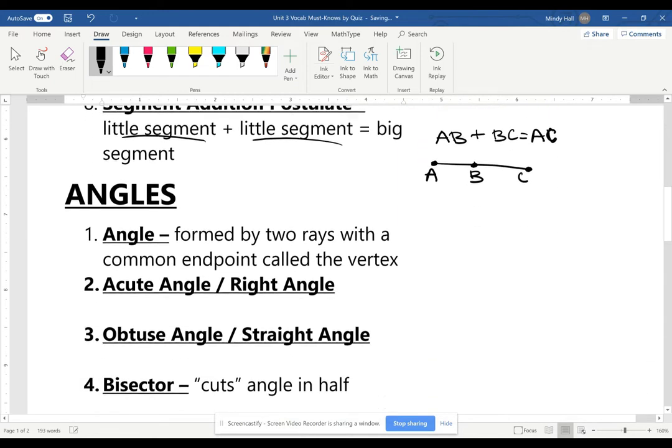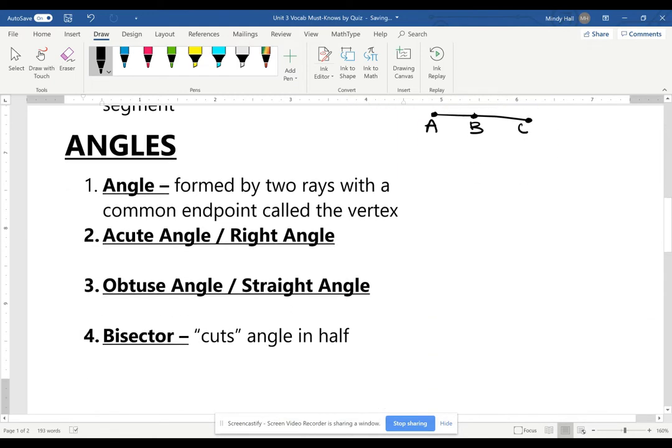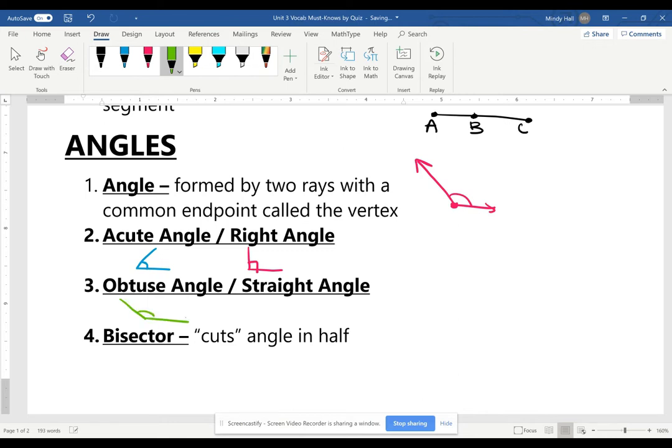So then with your angles, remember their fancy term is that it is formed by two rays with a common endpoint called the vertex. So if you just think about it as a picture, you have a ray, you have another ray, and it makes a little angle right in there. So then remember your types. You've known these for a while now. An acute angle is less than 90. A right angle is exactly 90 degrees. An obtuse angle is more than 90 degrees. And a straight angle is just exactly 180 degrees, and it goes around.